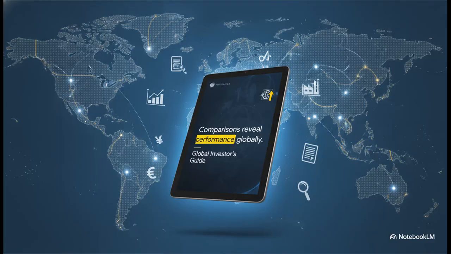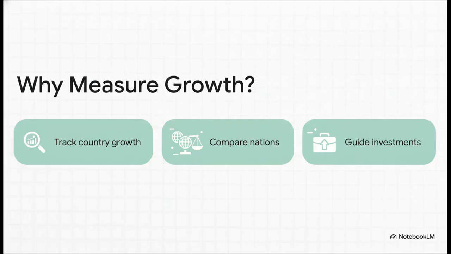So, why do economists obsess over these metrics? Well, you can kind of think of it as the global investor's guide. These direct comparisons reveal relative national performance, which acts as a completely critical tool for anyone looking at the broader macroeconomic picture. Let's see how this all builds our complete understanding.